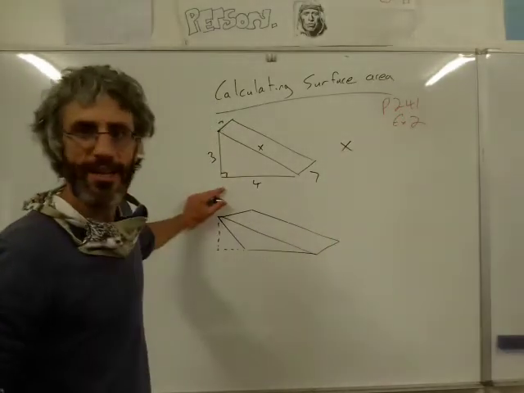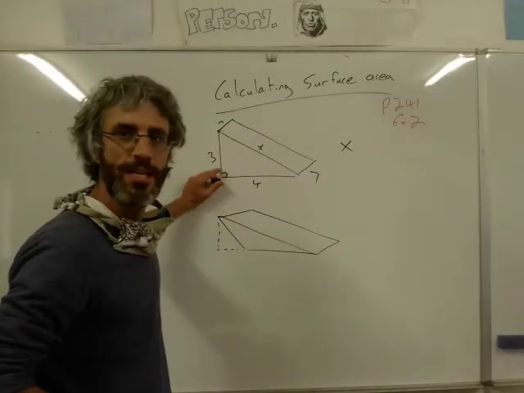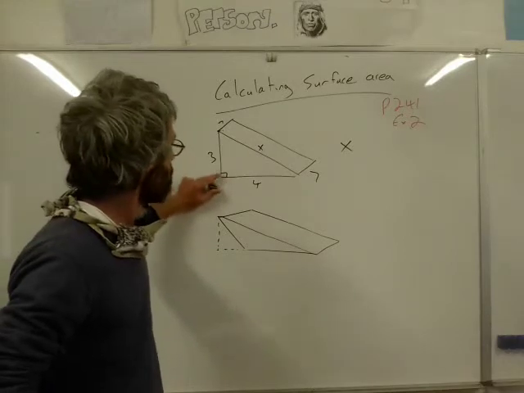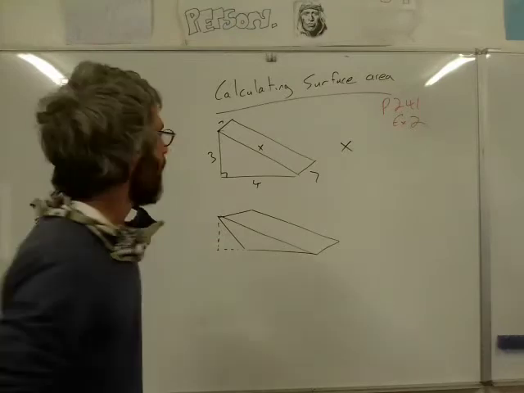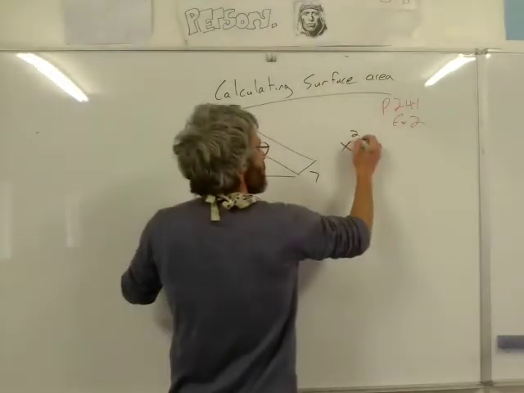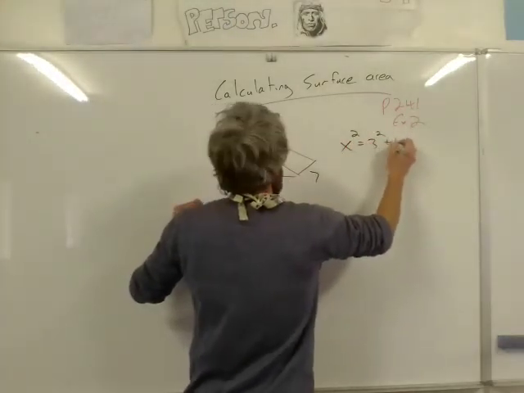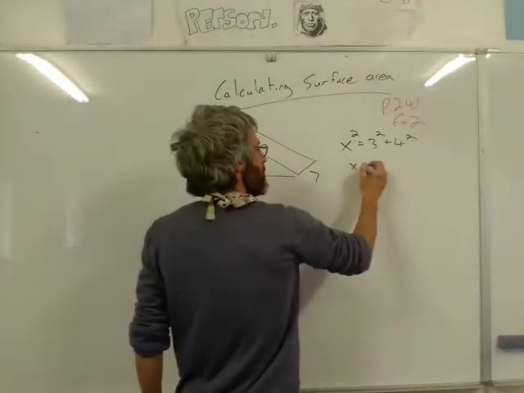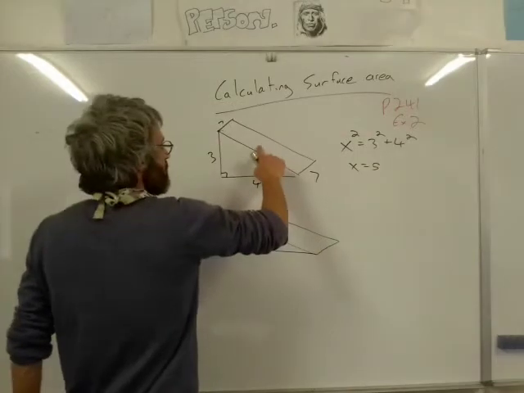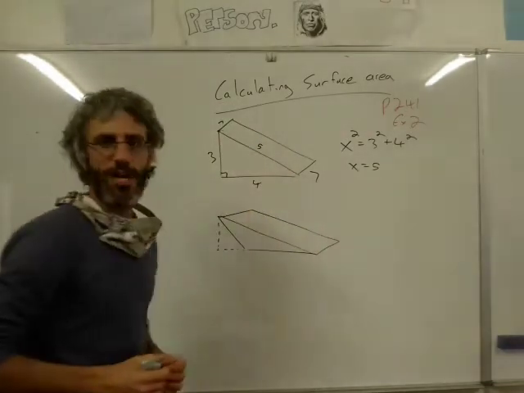Now here we're using Pythagoras because we also see that this angle is 90 degrees. So this triangle is a 90 degree triangle, and you can find it using Pythagoras. x squared equals 3 squared plus 4 squared, and you might even remember that in this case we get x equals 5. So once you know that this is 5, then you can find out the surface area.